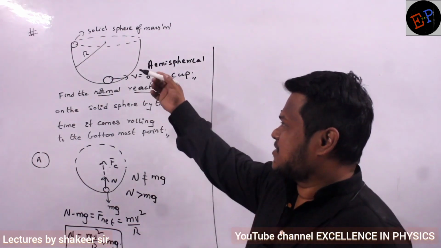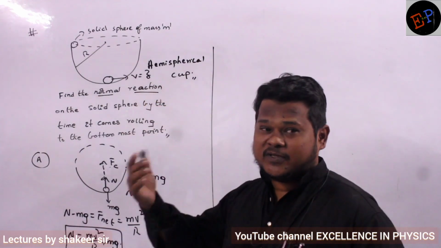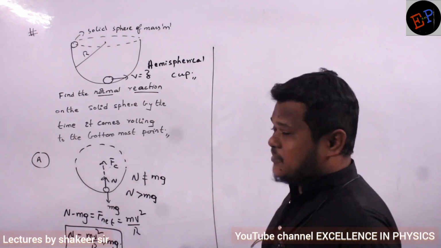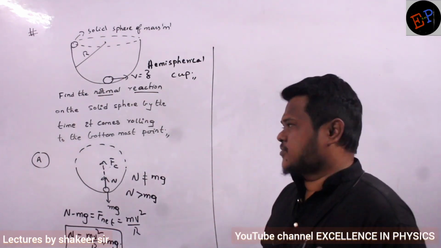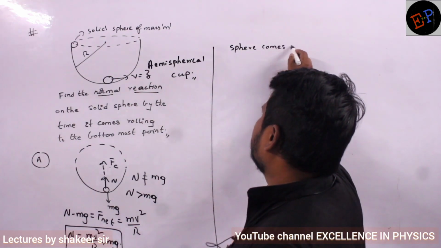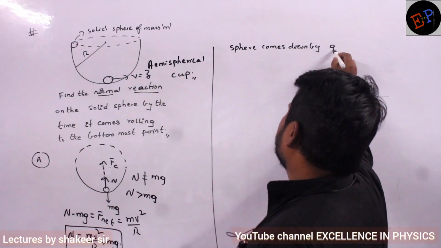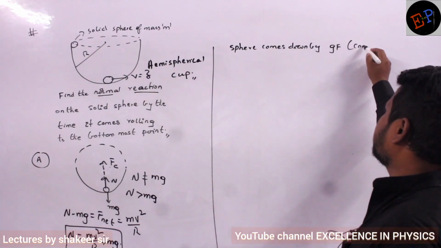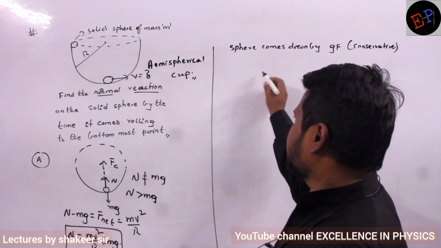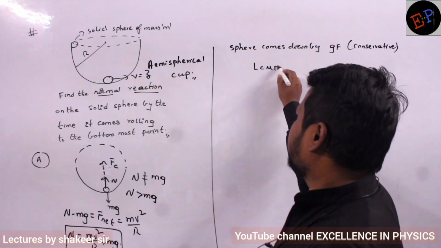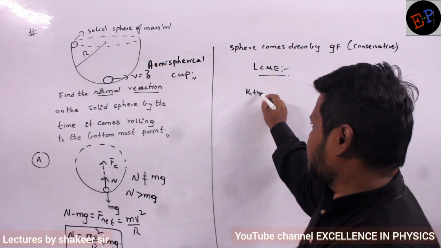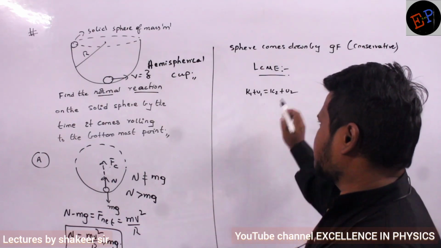See, this sphere is rolling down because of which force? Only because of gravitational force, no? And gravitational force is what kind of force? A conservative force. So the sphere comes down by gravitational force, which is a conservative force. So because this is a conservative force, I can use the law of conservation of mechanical energy. What is the law of conservation of mechanical energy? K1 plus U1 is equal to K2 plus U2.